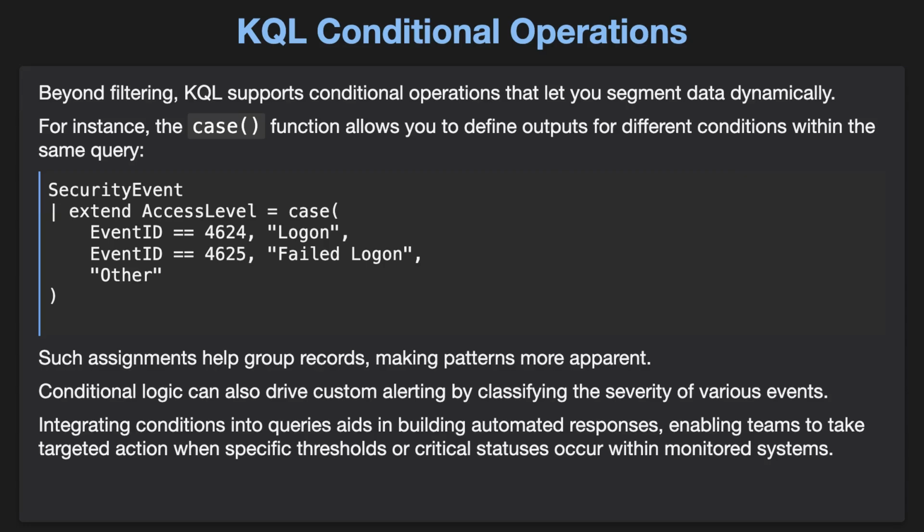SecurityEvent | extend AccessLevel = case(EventID == 4624, "logon", EventID == 4625, "failed logon", "other"). Such assignments help group records, making patterns more apparent.